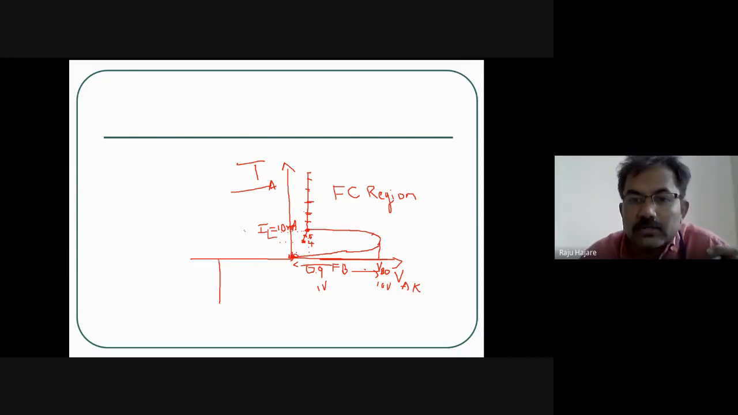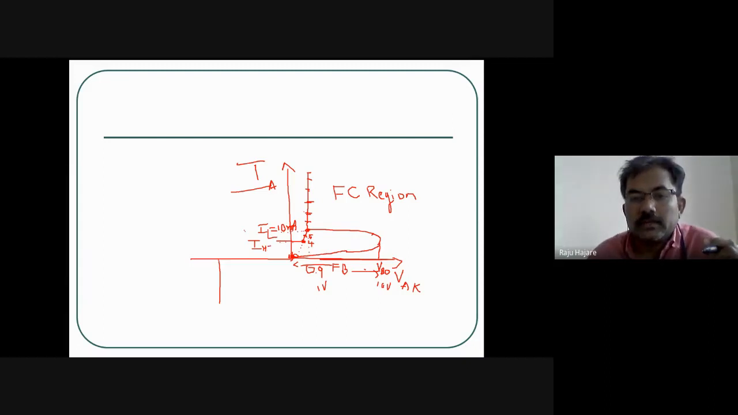Suddenly the current falls to 0. This dotted point I will not show, because you will not be able to see this variation at all. From 4 milliamps it directly falls to 0. So 4 milliamps is the holding current. That is how I label the holding current, with the suffix H.